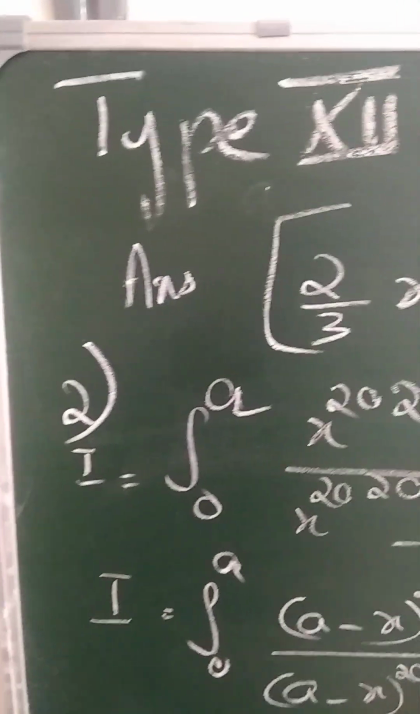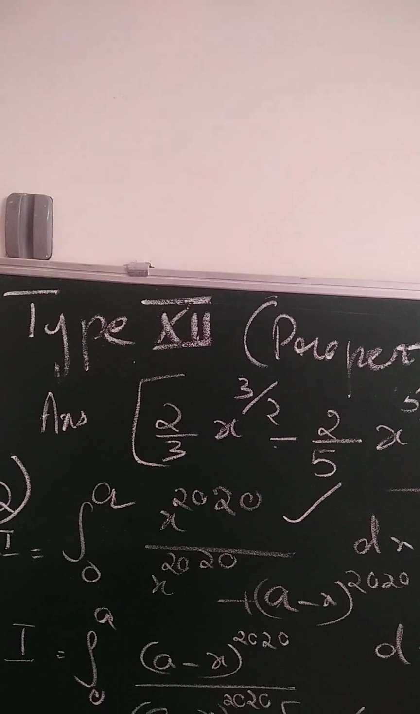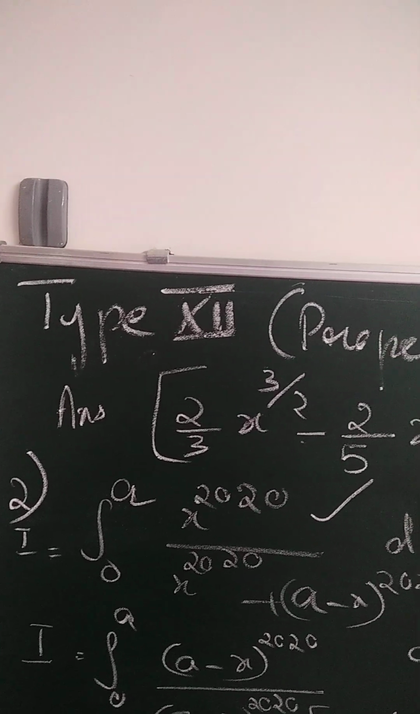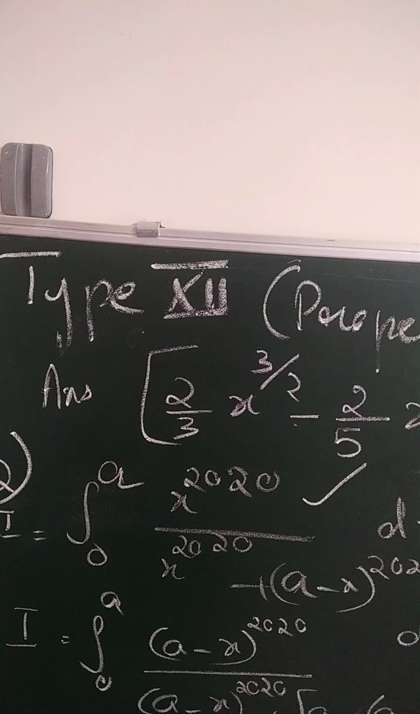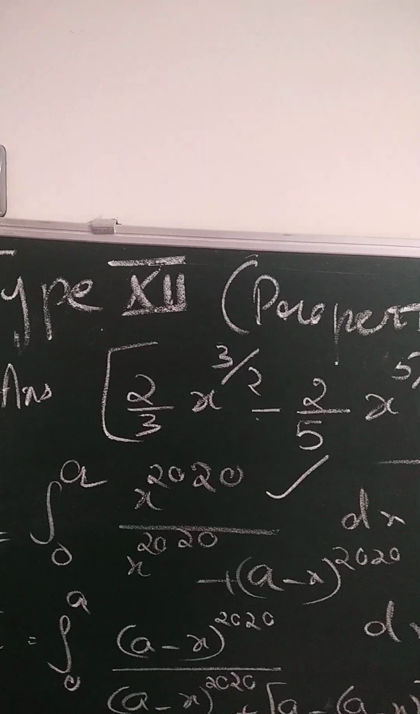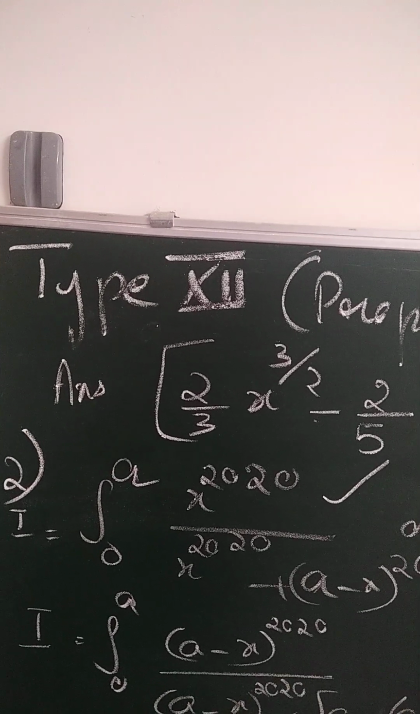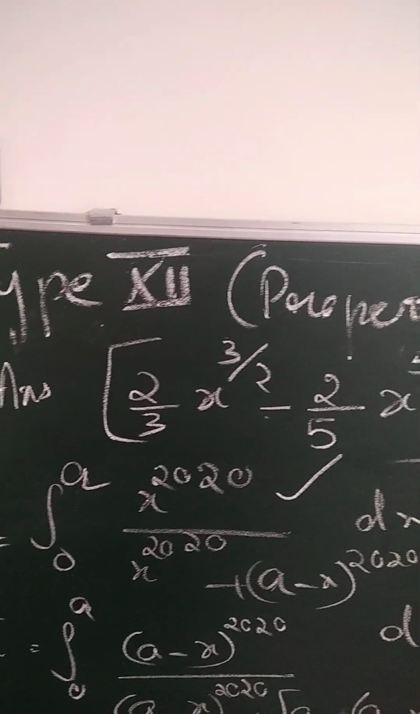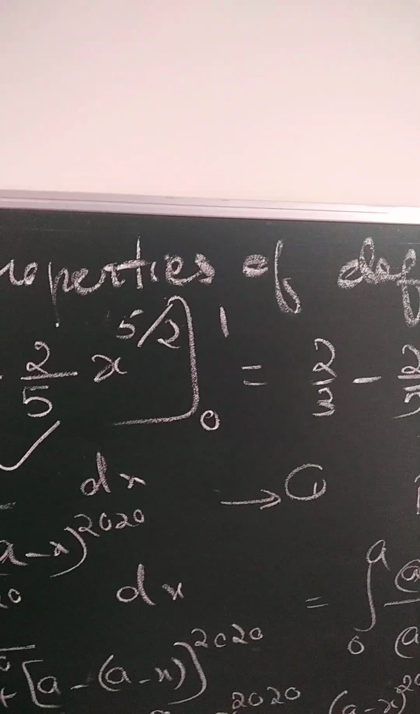Question number 2. This is a question we can't do in the normal way. Therefore, we have to apply the property. And the lower limit is 0. Therefore, we are thinking about this property: replacing x by upper limit minus x, that is a minus x. Take the given question as I and name it equation number 1.